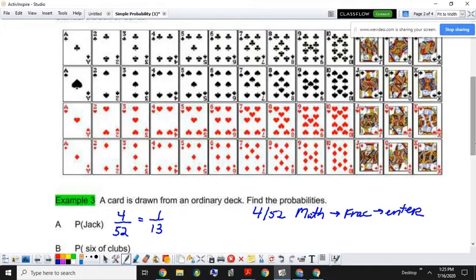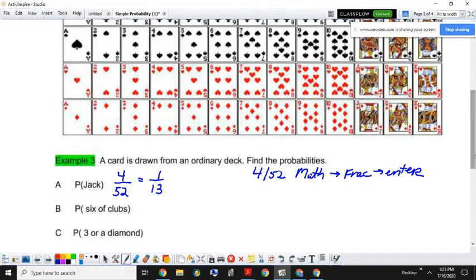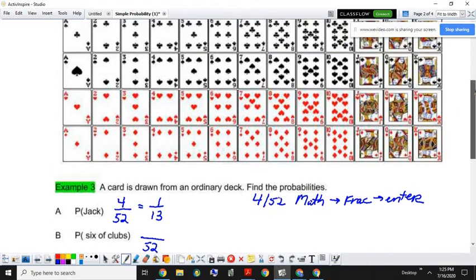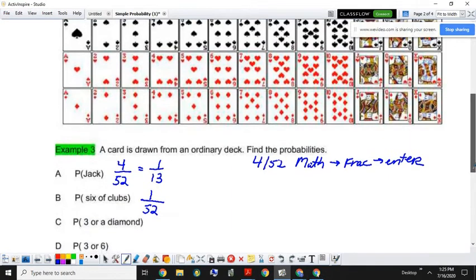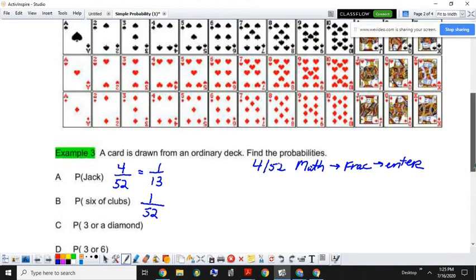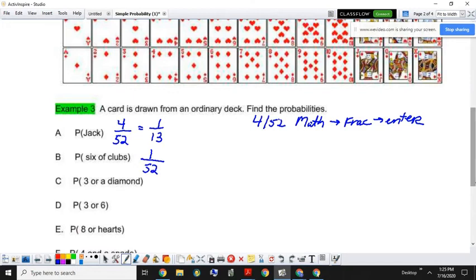All right, next. A 6 of clubs, 52 cards in the deck. You want a 6 of clubs. There is only 1. Here's your 6 of clubs right there. So 1 out of 52. This is classical probability because I'm not actually picking up a deck of cards and doing anything. That's why it's called classical.